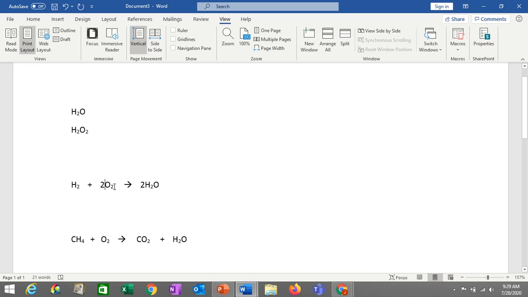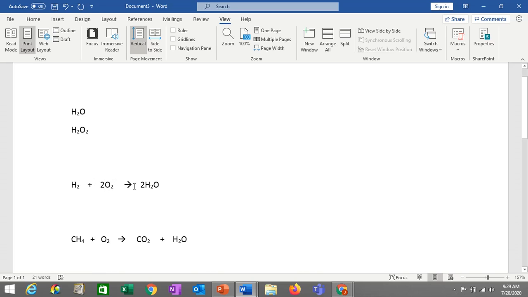So don't change the subscripts, because if you do that, that's like adding a different ingredient in your cake. It's like changing your ingredients. Whereas putting a 2 here, you're keeping the same ingredients, you're just adding more of them. Okay? So you can't change the subscripts, just change your coefficients.